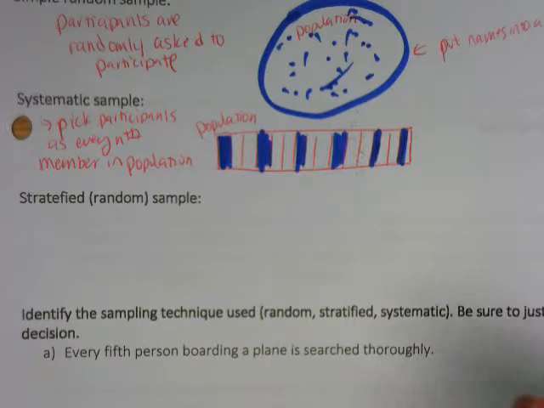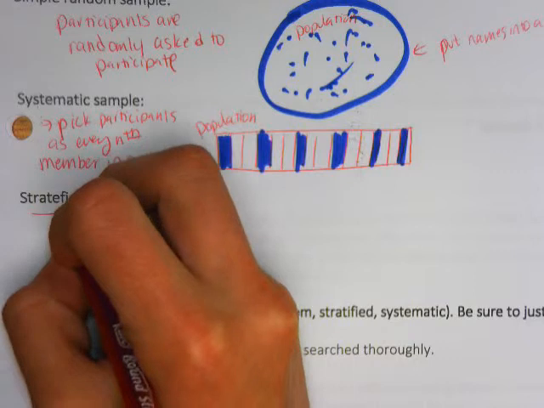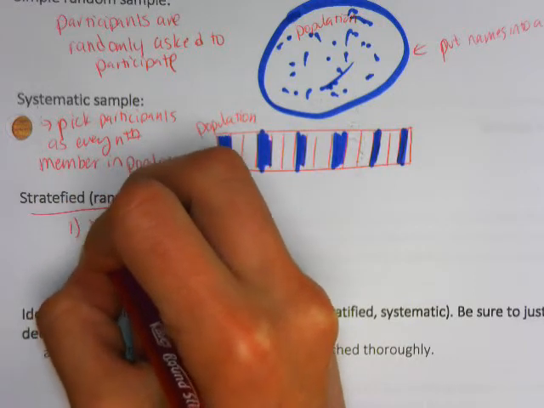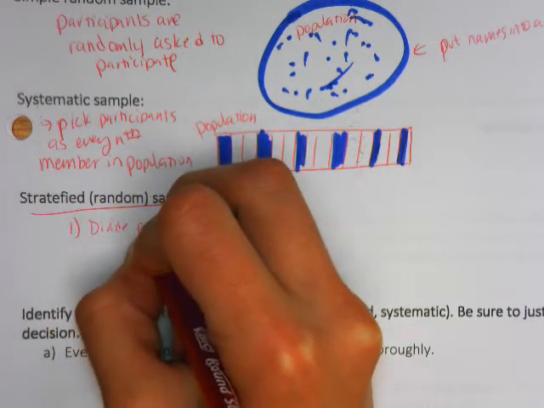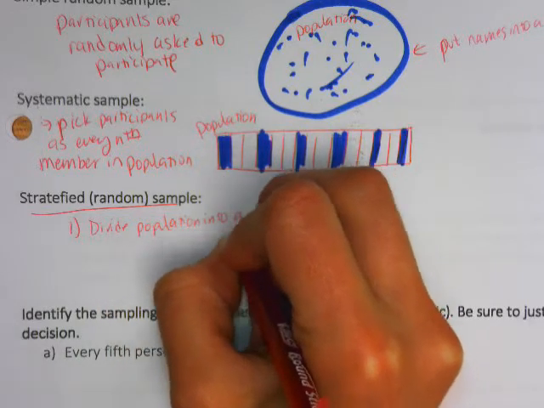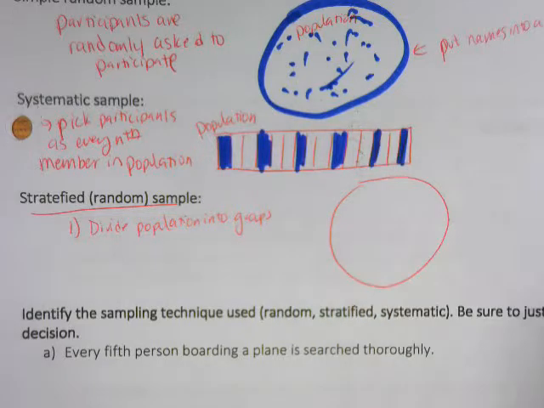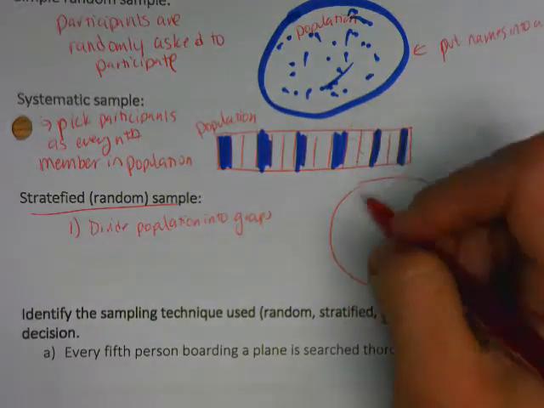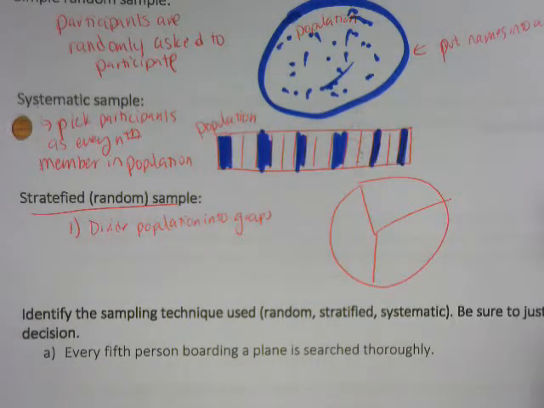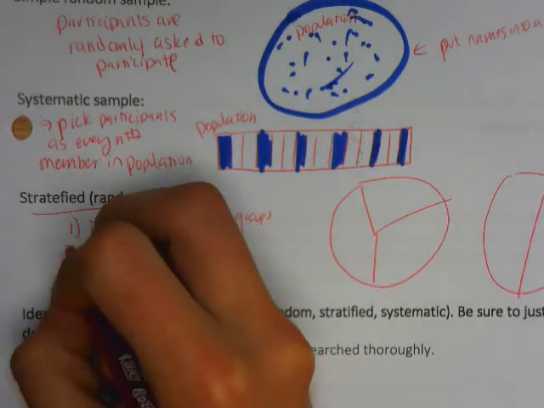And lastly, another way you could pick your sample is by this stratified method. So this one involves steps. The first step is divide population into groups. So here's my population. It doesn't matter how many groups. It could be 1, 2, 3 groups. It could be 2 groups. It could be 4, etc. Okay.